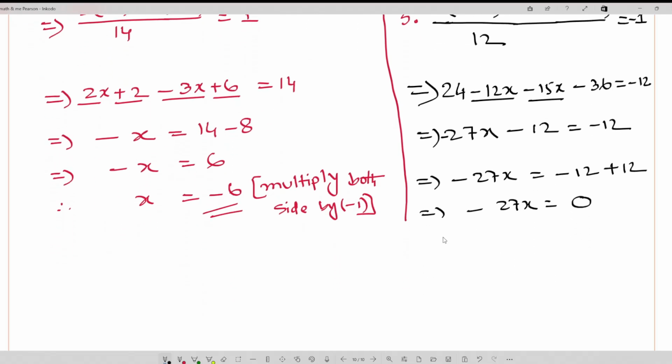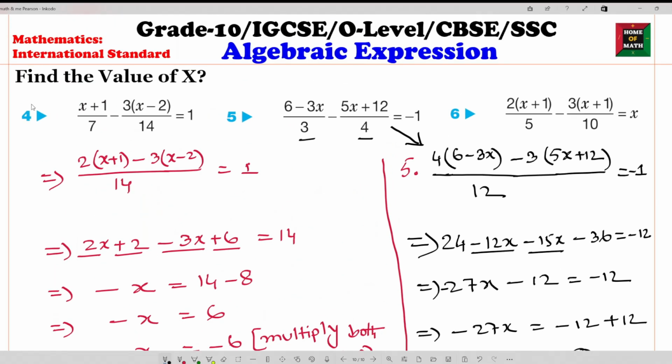So x equals what? x equals 0. Once we divide both sides by minus 27, so minus 27 will be out, and 0 divided by minus 27 will become 0. So our answer is 0. Okay, so number 4 and 5 done. Now number 6.